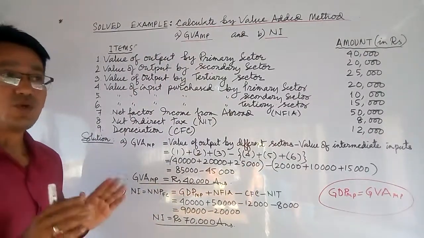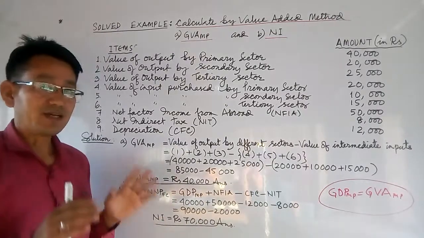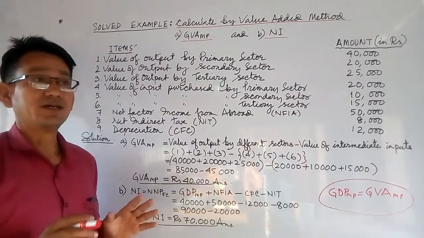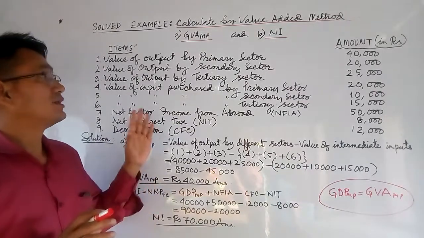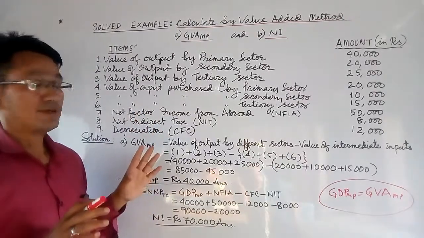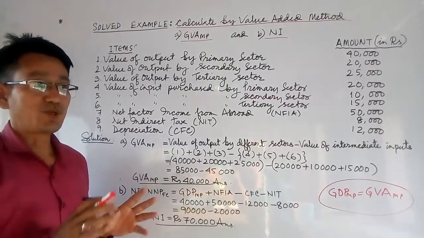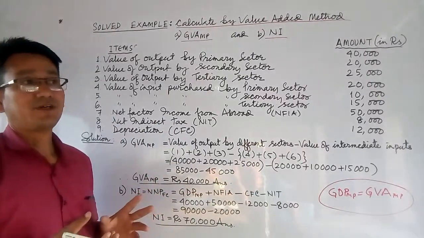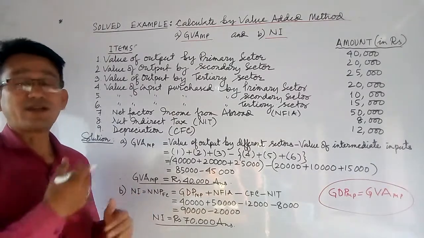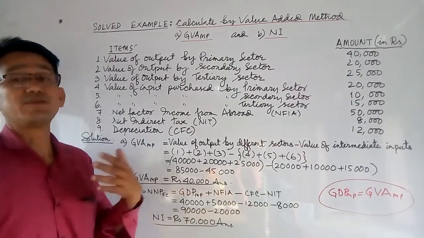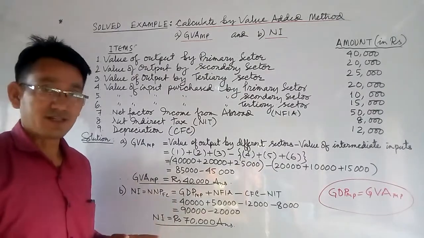Next time we will see some other portion of the value added method, like precautions to be taken while calculating national income by the value added method, and what items are to be excluded and what items are to be included in calculating national income.